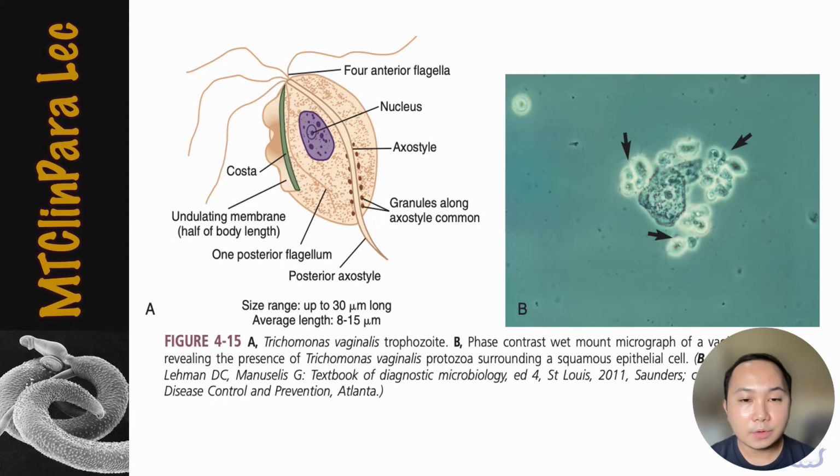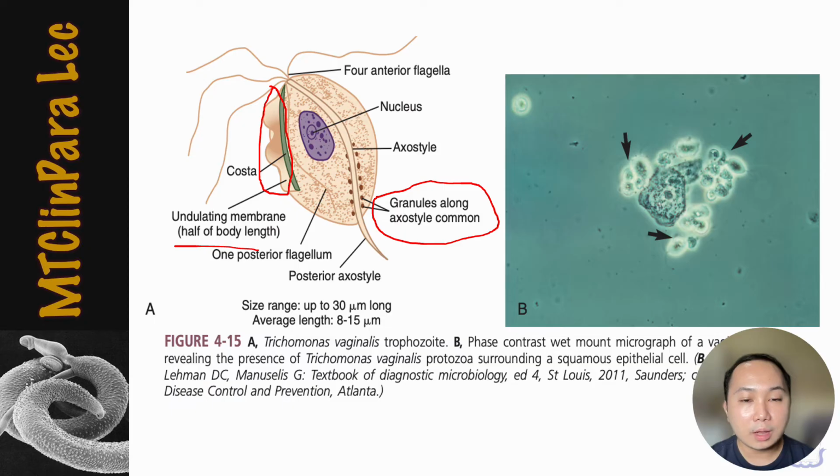So this picture is from Zapig. As you can see, kindly take note also of the presence of an undulating membrane that only covers half of the body length, just like here on this particular picture. So only half of the body length is covered by your undulating membrane, and the presence of granules along the axostyle is very common, just like here on this picture, the brown spot surrounding the axostyle of the parasite.